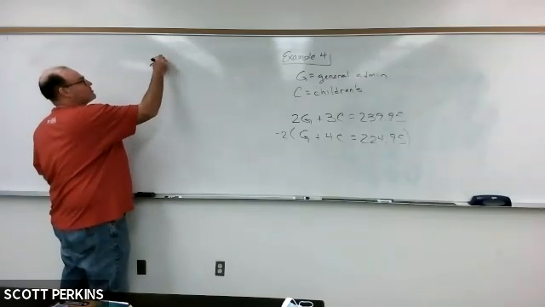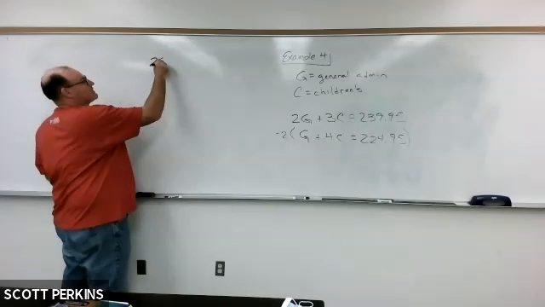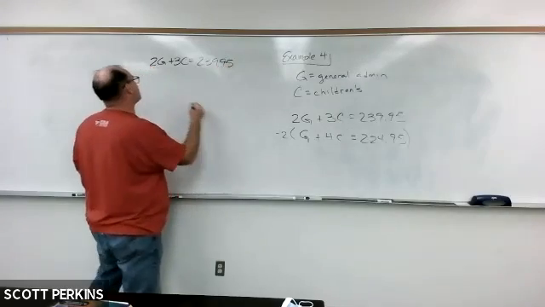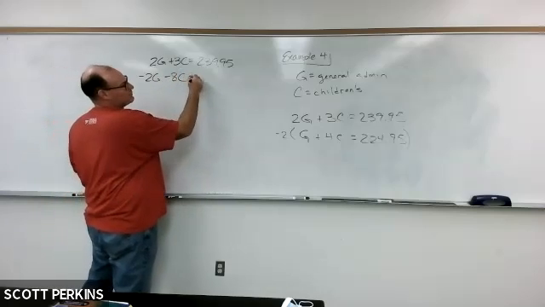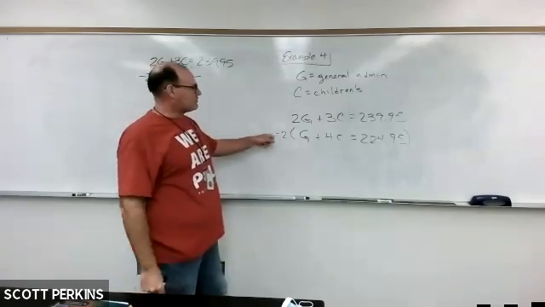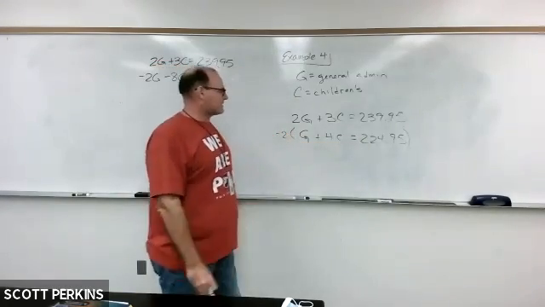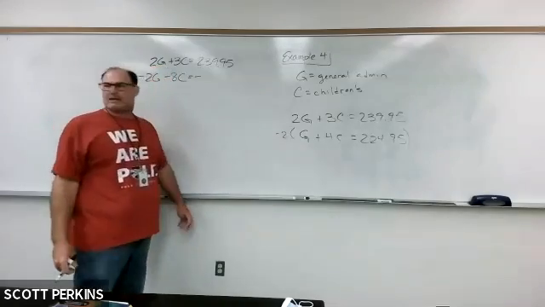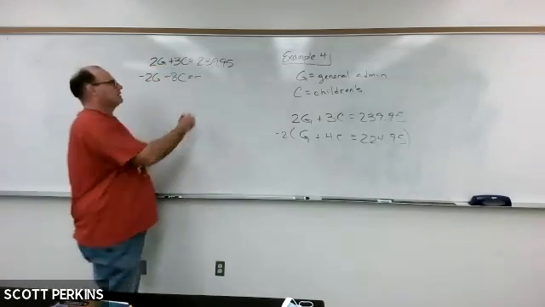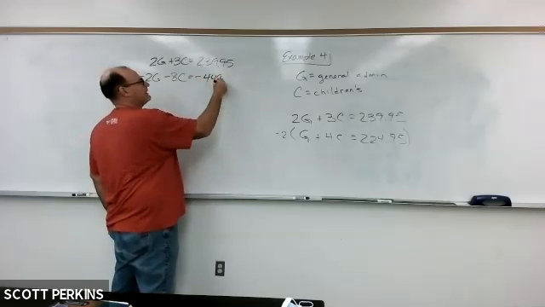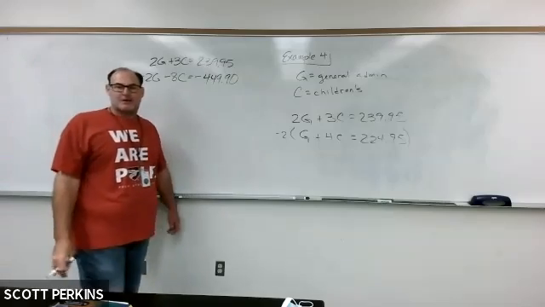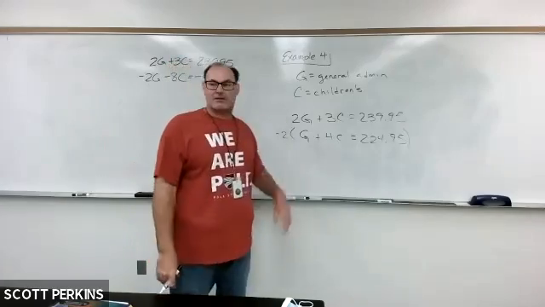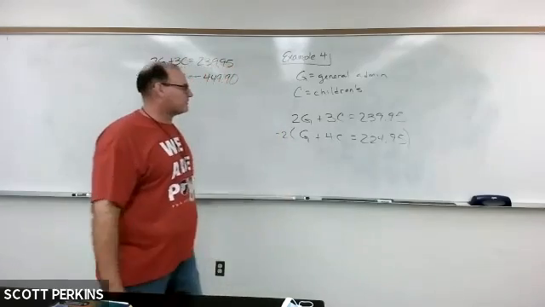So the top equation is going to stay 2g plus 3c is equal to 239.95. The bottom equation is going to become -2g, and then -8c is equal to negative, and then -2 times 224.95 is 449.90, so -449.90. That's just calculator work. Use your calculator, phone calculator, whatever you want to use. Don't trouble yourself with those numbers.